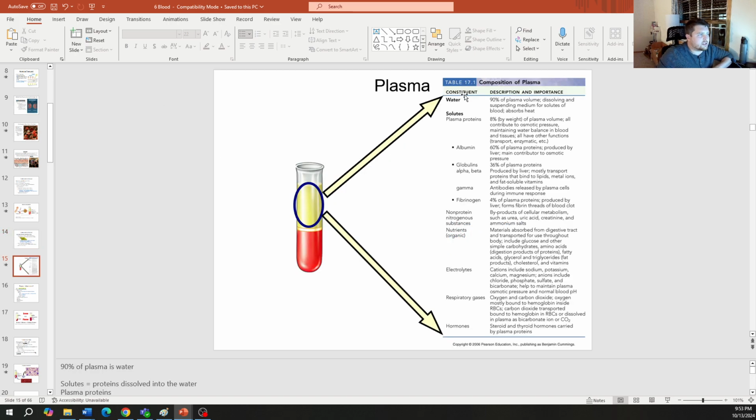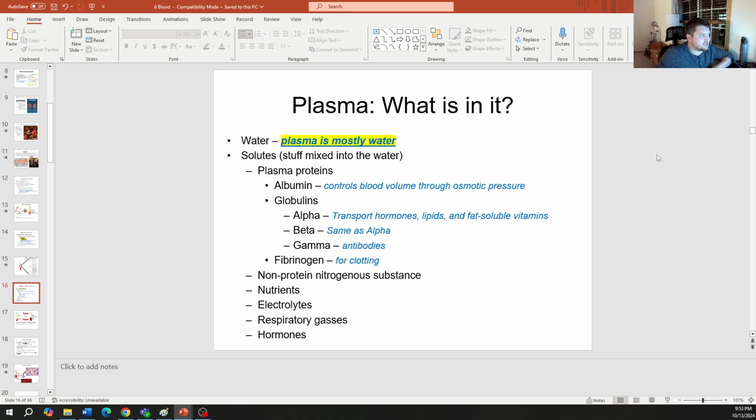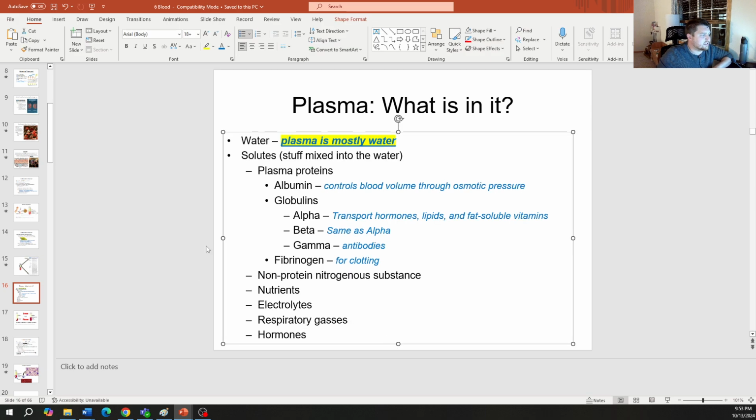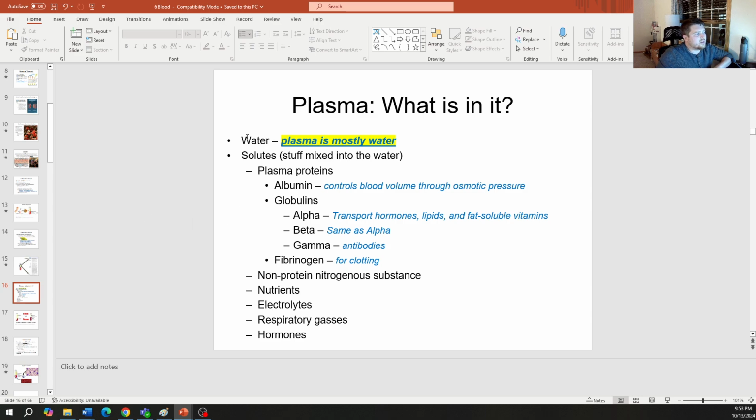Here is all of the stuff that makes up plasma. I went ahead and wrote it all out here so it's a little bit more digestible. Please take a look at this. This is something to plug into Quizlet and go off of. You just want to remember the names when you're looking at this, and ask, okay, what can we find in plasma?